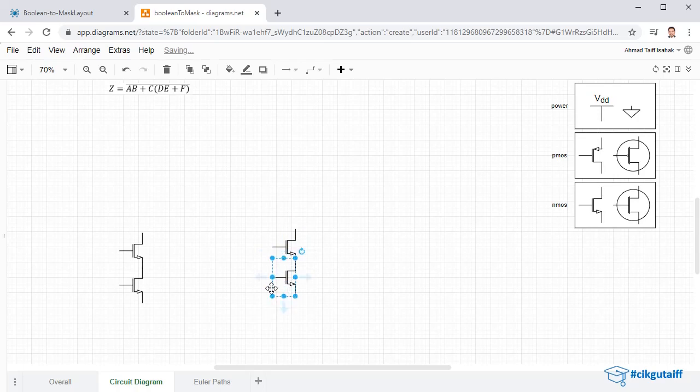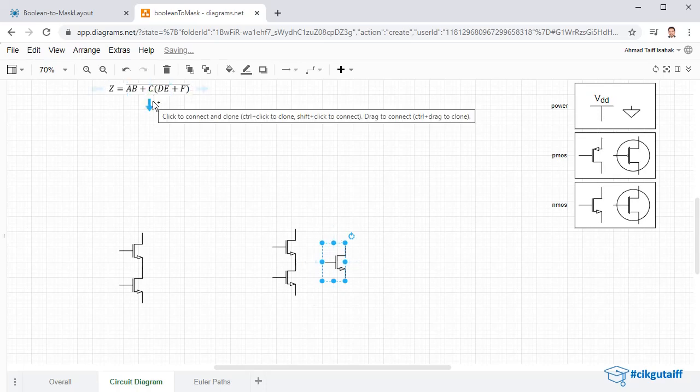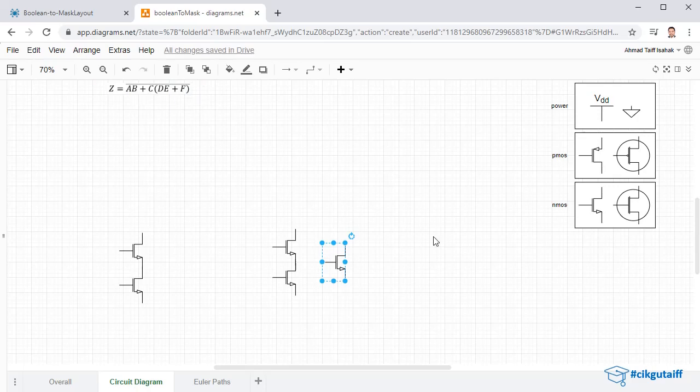All right, so that's our D and E. And then there's an F that is in parallel to our D and E. So we'll have an F in parallel to our D and E. And then there is a C that is in series with the bracket. So there will be a C in series with the bracket. I'm just going to put it up there.